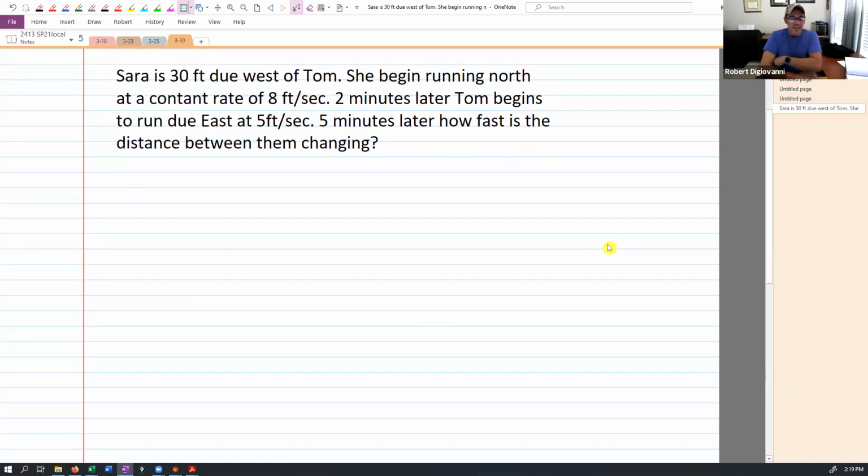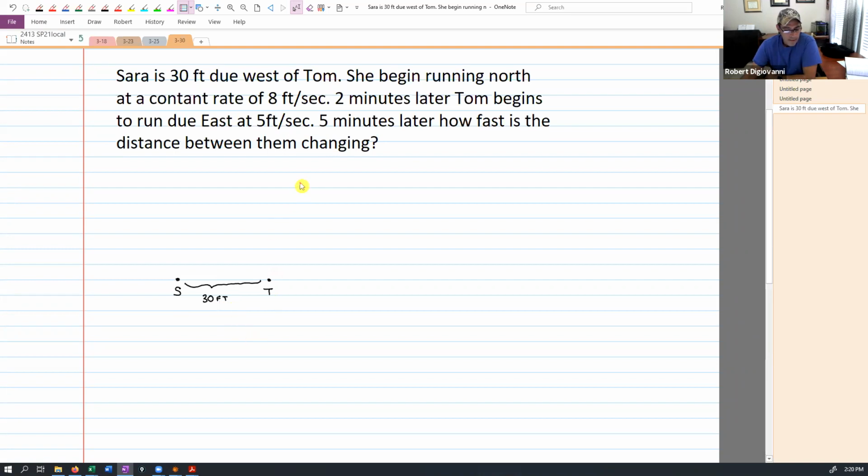All right, so Sarah and Tom, I guess they just broke up. They're running in opposite directions, it seems. Sarah's 30 feet due west of Tom. So let's just start drawing a picture, okay? Because to get our heads around what's going on here, we need pictures. Here's Sarah. She's that dot. And here's Tom. He's that dot. And she is 30 feet due west of Tom. That's the beginning situation right there. Agreed?